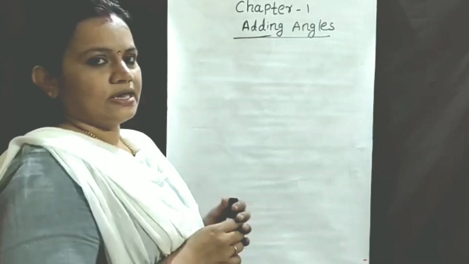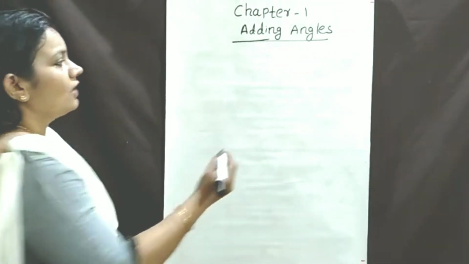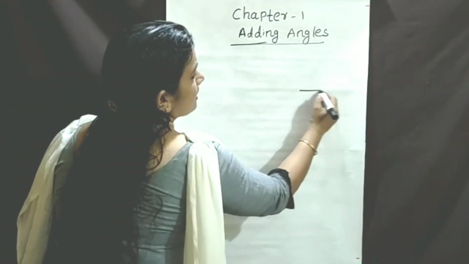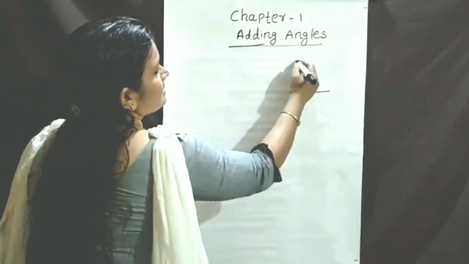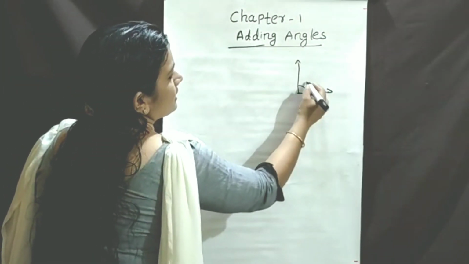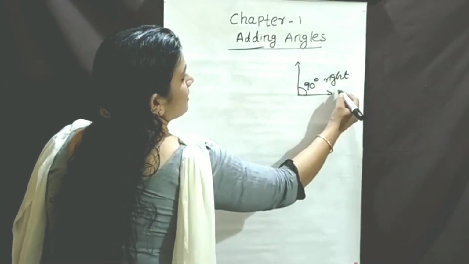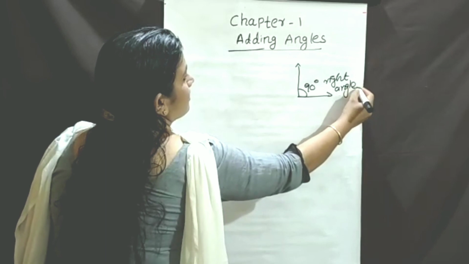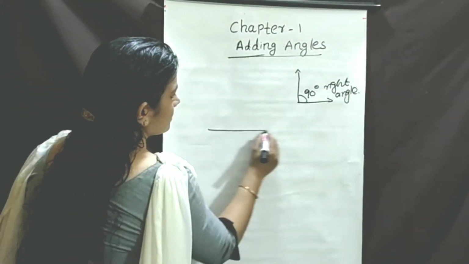Okay, understood. Now we are discussing the right angle. How to draw one right angle? Draw a baseline, then draw a perpendicular line. This angle is called 90 degrees, a right angle. Okay. Next we can draw one baseline.